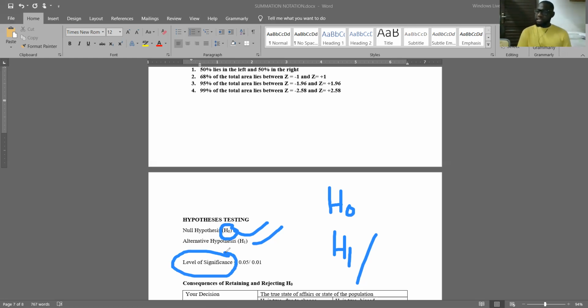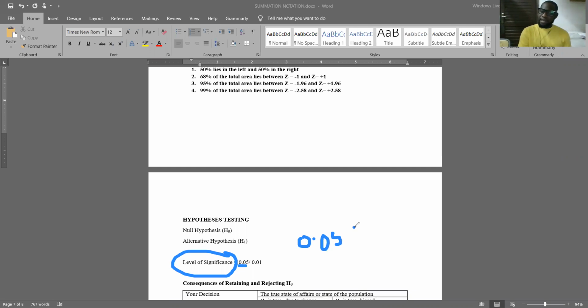And in social sciences, where psychology is part, we normally state that the number of errors, which is the level of significance, the number of errors anyone should commit should be within 0.05. So when you convert 0.05 into a percentage, it means the number of errors anyone should commit should be around 5%.